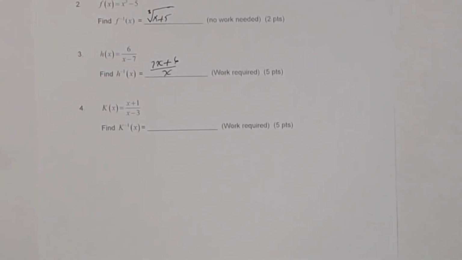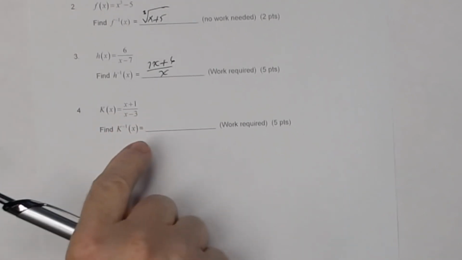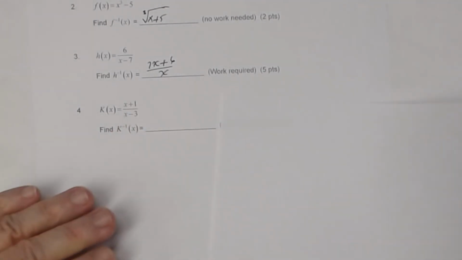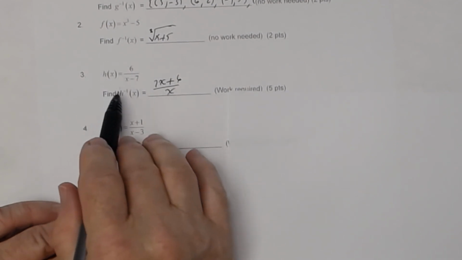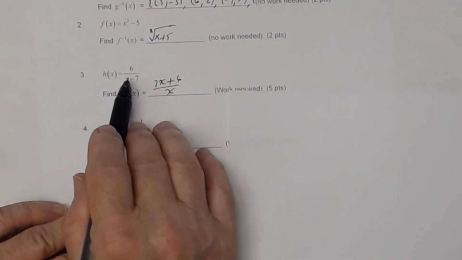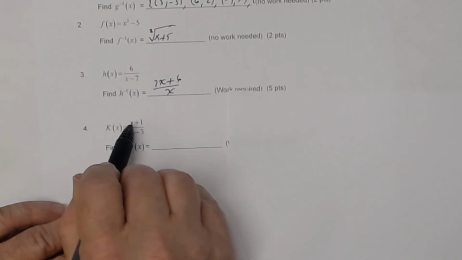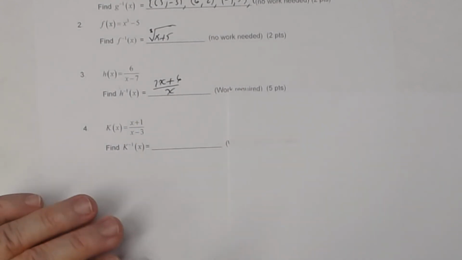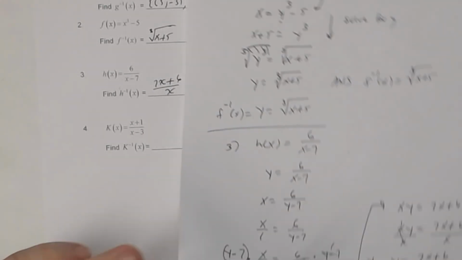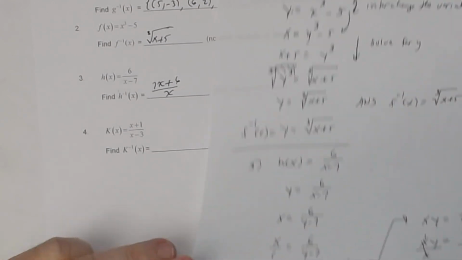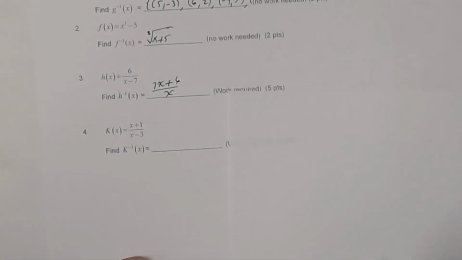Number 4 is a rational function, but notice this time the difference is that in the previous rational function there was only one term that involved x, whereas in here you have 2 of them. So it's going to probably be a little bit more work, but the process is going to be the same. So let's take a look at that one.